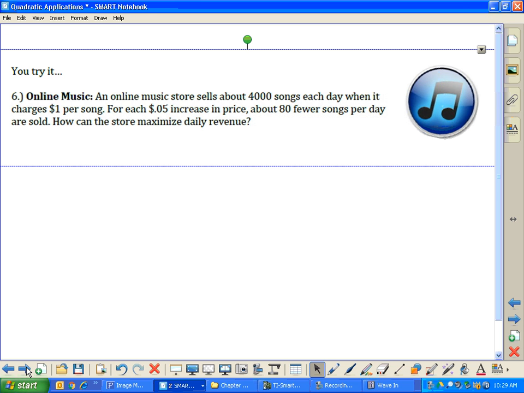I was thinking maybe we could close out today by reading this next one together and maybe even writing the equation. Get you through the hard part. So online music. Grabbed iTunes. An online music store sells about 4,000 songs each day when it charges $1 per song.